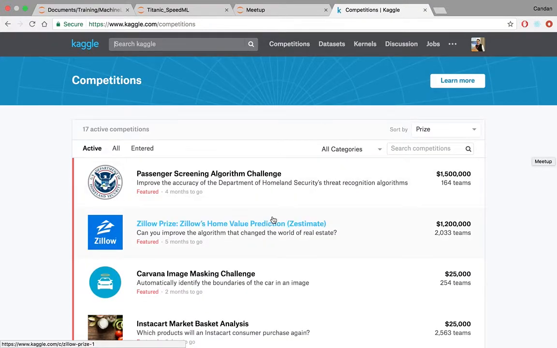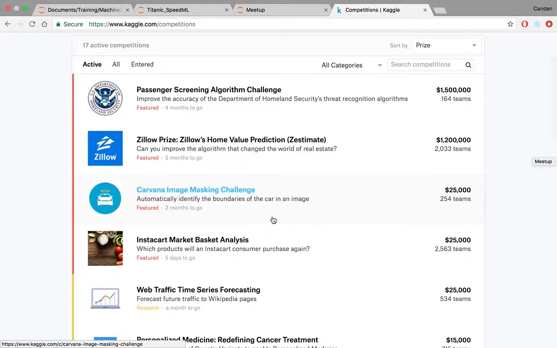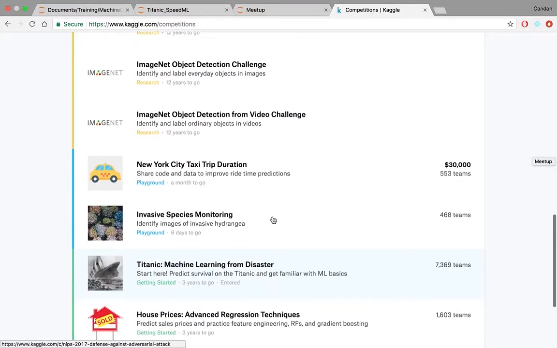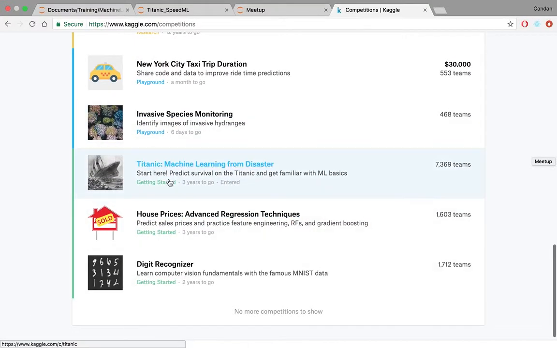If you would like to make money, for example, you can see on Kaggle the passenger screening algorithm challenge. It's by the Department of Homeland Security, I think. Yeah, it has a $1.5 million prize. And Zillow also has another one. As you can see, house estimation is a complicated process, and they are willing to give you 1.2 million if you can come up with a really good model. But of course, you don't necessarily jump into these world class things. You can start from the very beginning ones, Titanic, and also house prices.